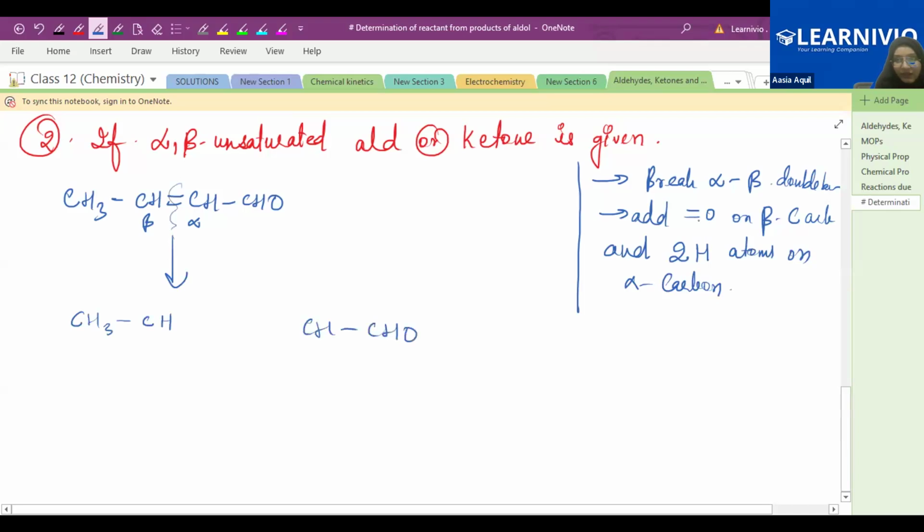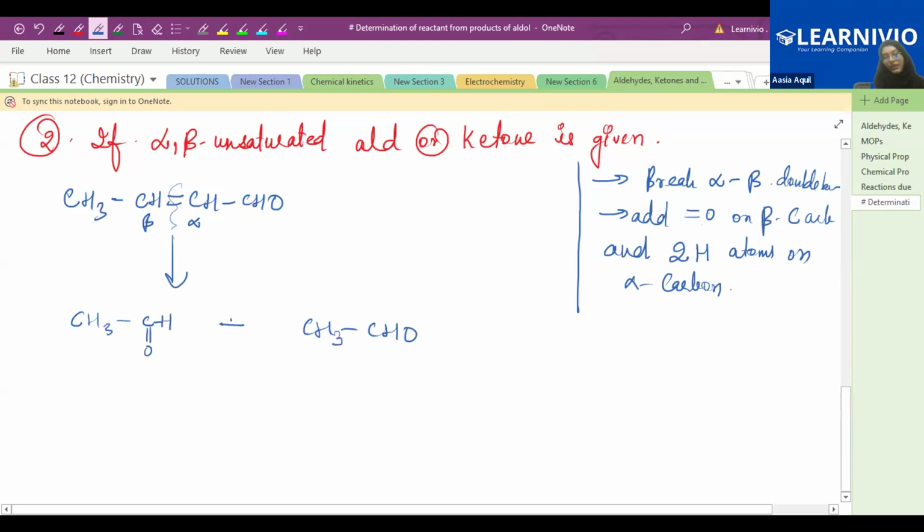Okay, add oxygen on beta carbon. So this was beta carbon, so just add the oxygen. So you will get aldehyde, CH3 CHO group, and add two hydrogen atoms on alpha carbon. So this was alpha carbon, so you will add two hydrogen. One hydrogen was already there, so you will add two hydrogen, so it will become CH3 CHO.